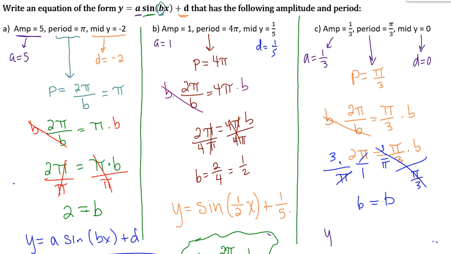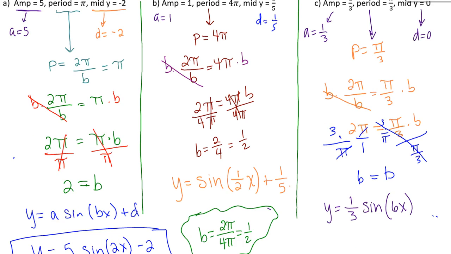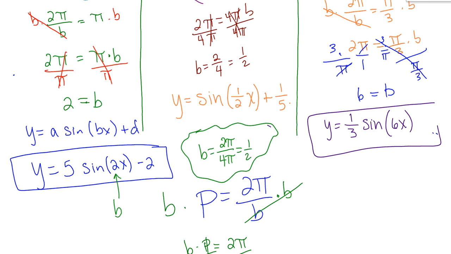Okay, let's write out that equation. y equals a, which was 1/3, sine b, which was 6. Don't forget the x. And then our d was 0, so plus 0, we don't need to write. So that would be the ending of that equation.